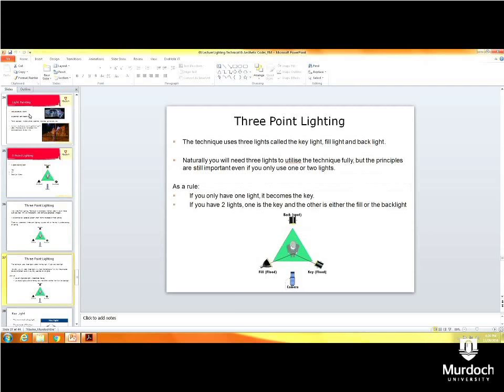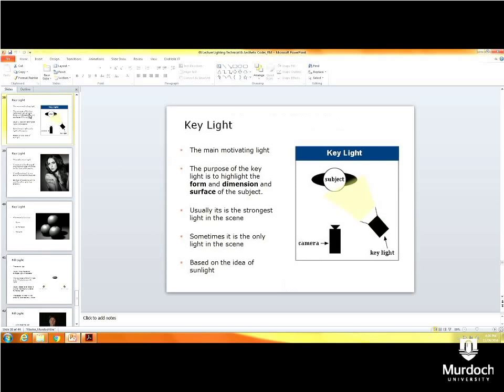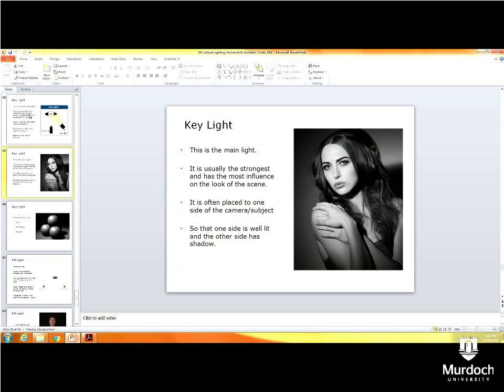So what makes a key light a key light? Well, if you've only got one light, then that's obviously the key light, but generally it's the power of the light. So the key light's your most powerful light in the scene. The most powerful frontal light, I should say. Often it's placed at just one side of the camera and is used to develop the idea of form and shape.